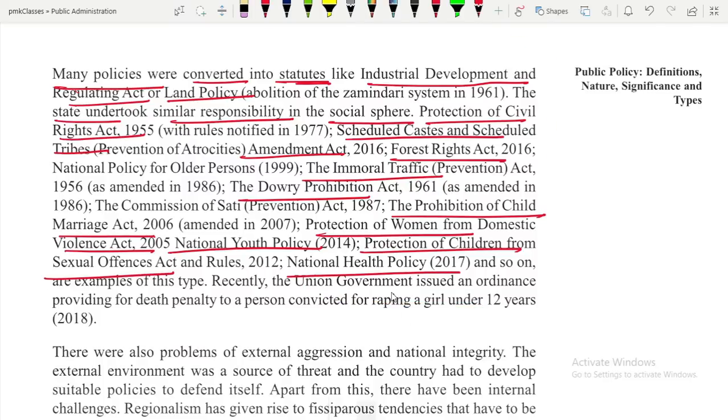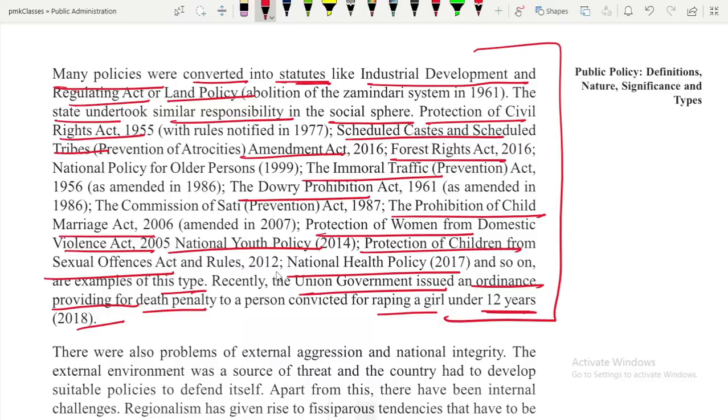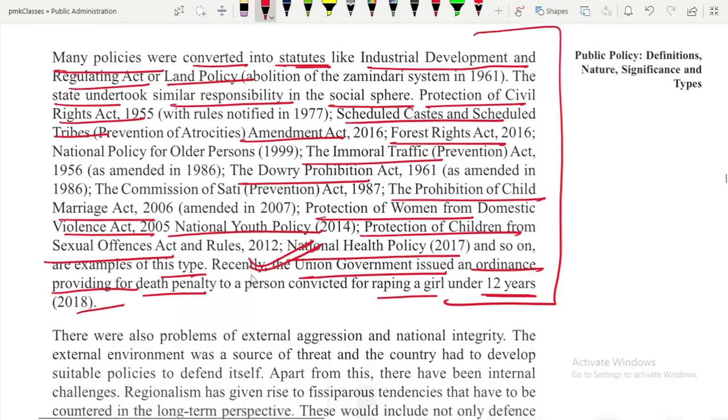These are mainly the examples and types. Recently the Government of India issued an ordinance providing the death penalty to a person convicted of raping a girl under 12 years. Okay, so in this way, these are the different policies of the Central Government for protecting the social life of the people.